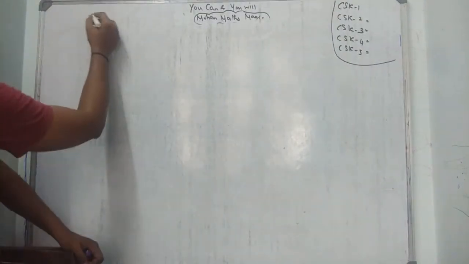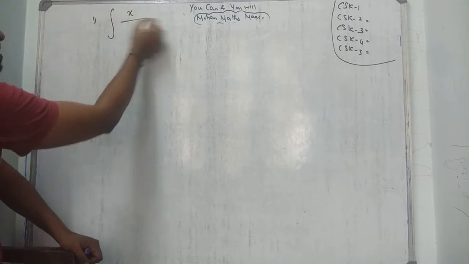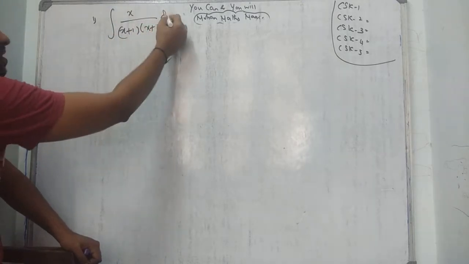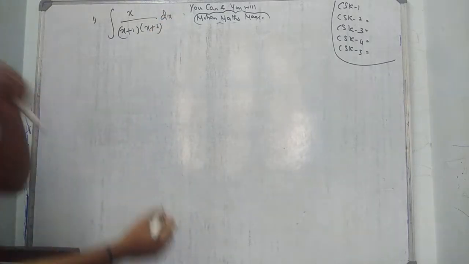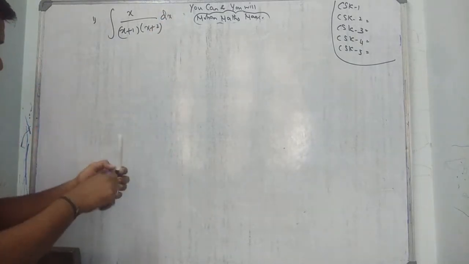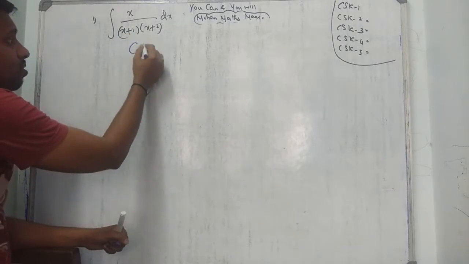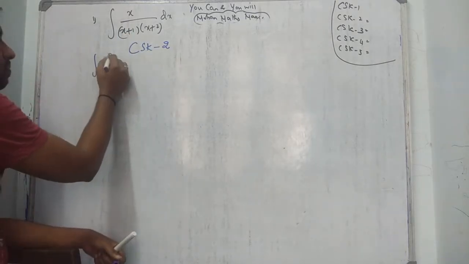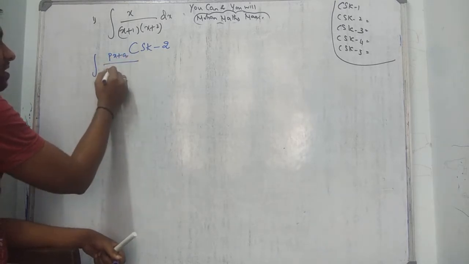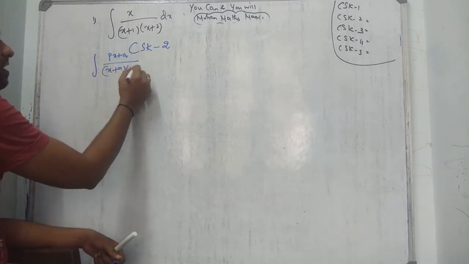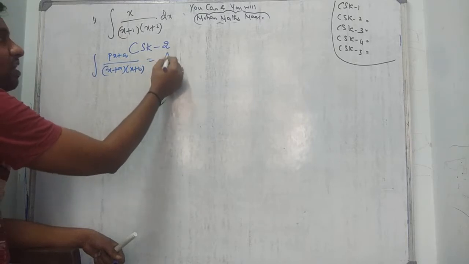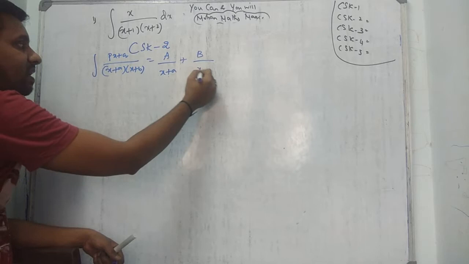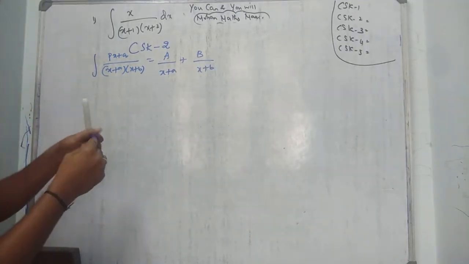The first sum I will teach you very slowly, so listen carefully. x upon (x plus 1) into (x plus 2). If the denominator has two brackets, I told you that you have to use CSK 2. What is the pattern? (px plus q) upon (x plus a) into (x plus b). When you use CSK 2, you have to split the integrand into two parts: A upon the first bracket, B upon the second bracket. A and B are constants.